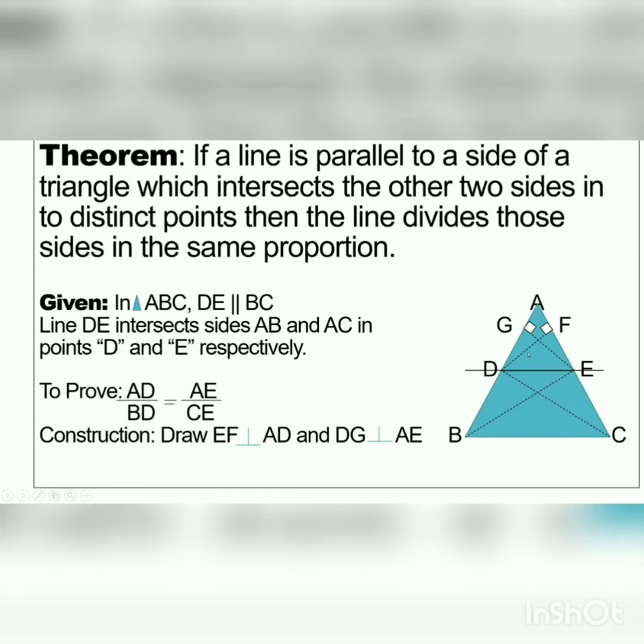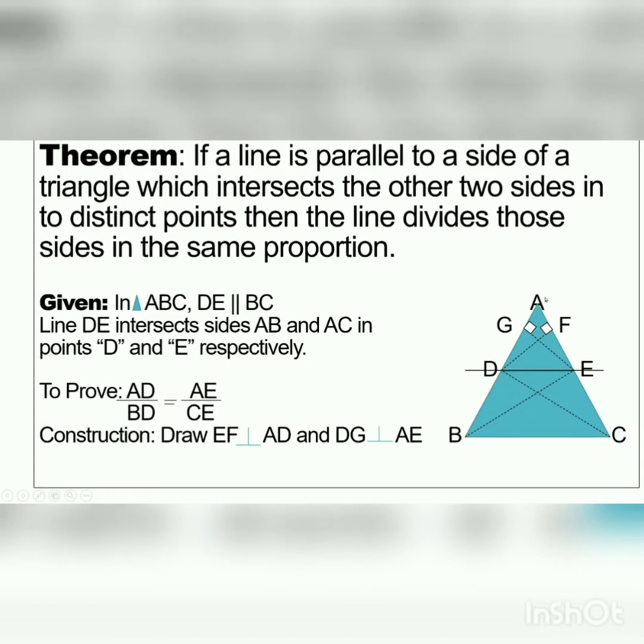From this diagram, you can write the second part of our theorem. In triangle ABC, DE is parallel to BC, and the line intersects sides AB and AC in points D and E respectively. The third point is to prove. The last section of our theorem: the line divides those sides in the same proportion.